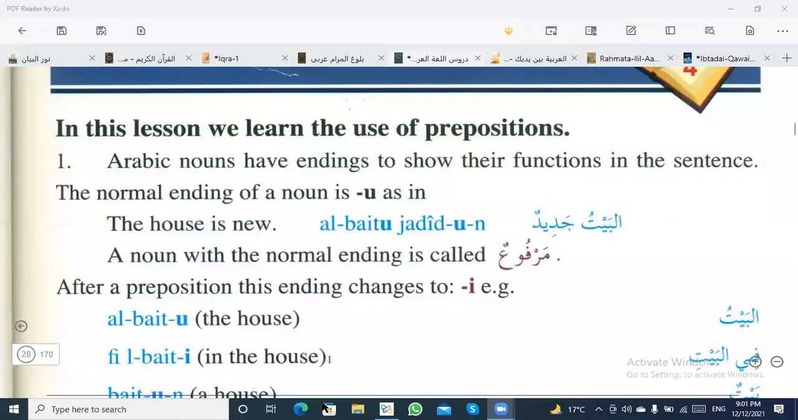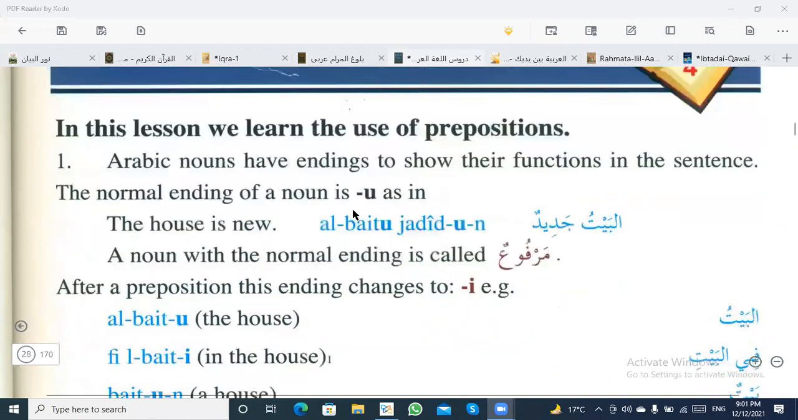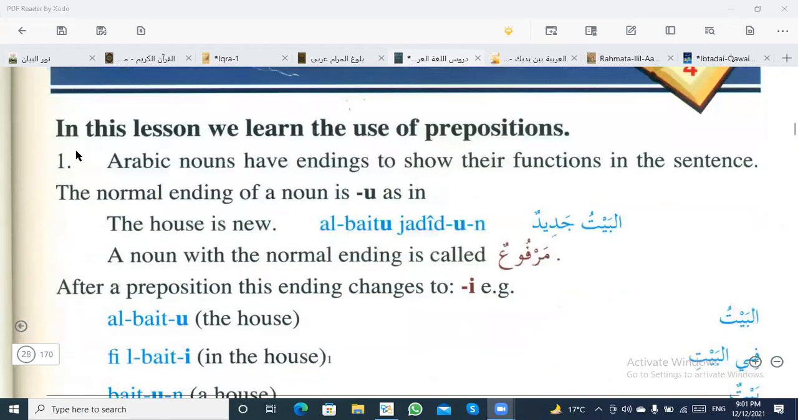Bismillahir Rahmanir Rahim, Lesson 4. Sister Baya, start reading. Sister Baya. Salamu alaikum wa rahmatullahi wa barakatuh. Kaifa haluki? Okay, start reading.